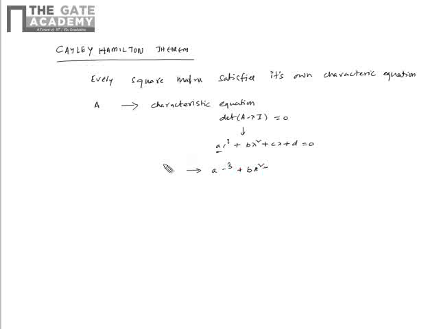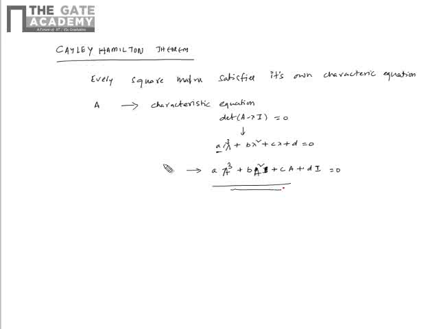So this will be A square, because the order has to match. In the place of lambda you are keeping A, that's it. The last term will be the identity matrix. So it's basically a matrix equation. So that's the basic idea.